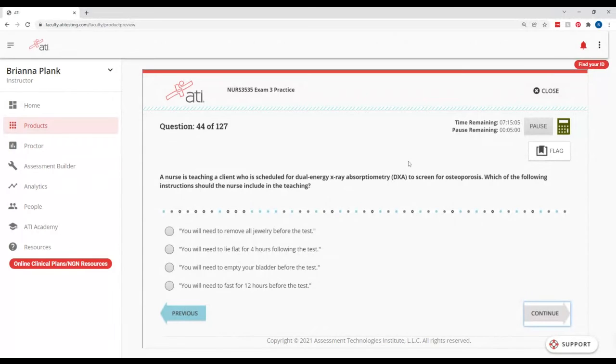Okay, we're going to do a DEXA screen to find out if the patient has osteoporosis. What instructions do we want to include in the teaching about the DEXA scan?